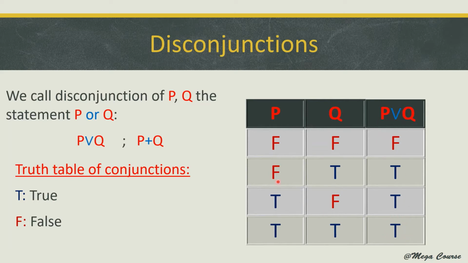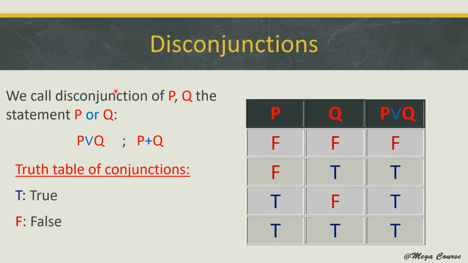Let's take a conclusion for this. P or Q is true whenever at least one of the two statements is true, or both of them. And P or Q is false only when P is false and Q is false. Both of them are false, then P or Q is false.